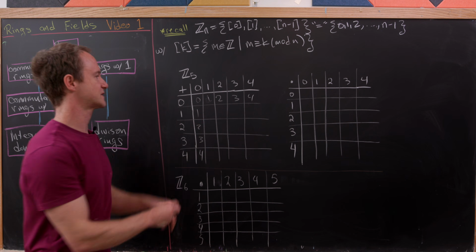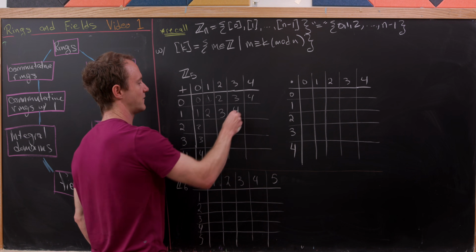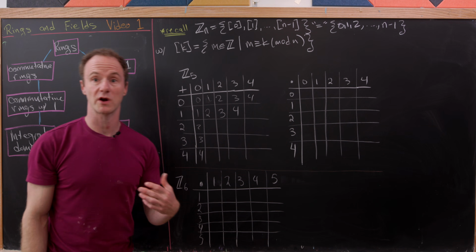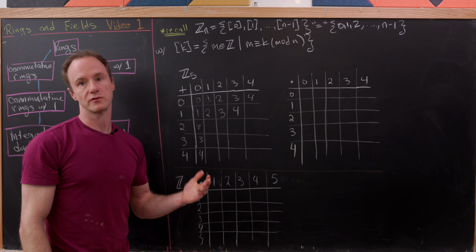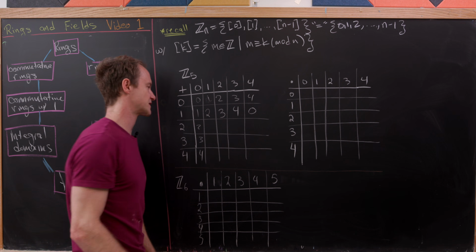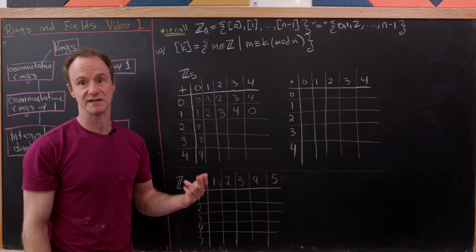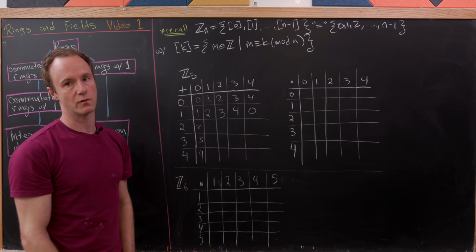Then let's see, 1 plus 1 is 2, 1 plus 2 is 3, 1 plus 3 is 4, and then 1 plus 4 is 5. But 5 is congruent to 0 mod 5. It's a multiple of 5, so we would put 0 here. So in fact, 1 plus 4 is 0. So 4 is the additive inverse of 1.